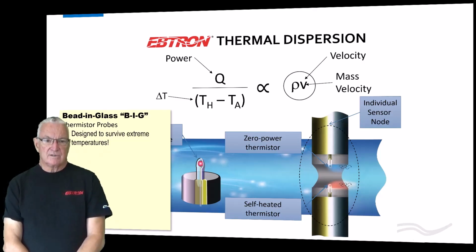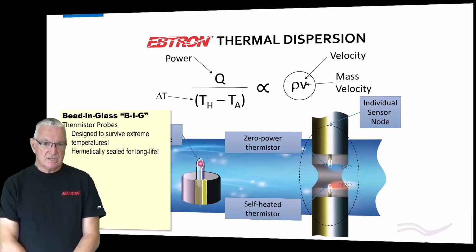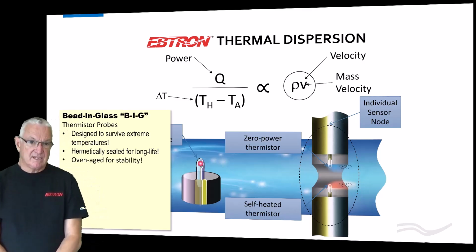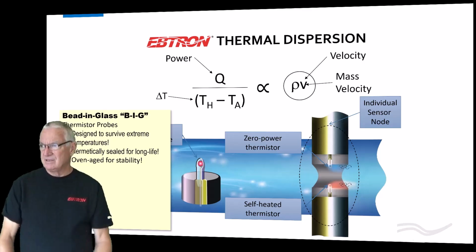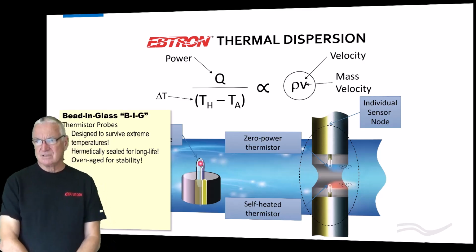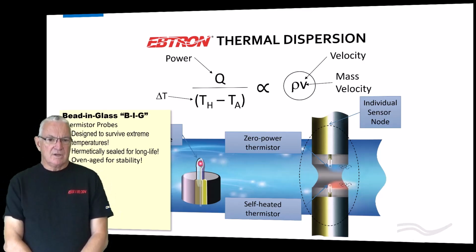They're designed, first of all, they're a handmade part. They're designed to survive extreme temperatures. They're hermetically sealed for long life. They can handle rapid changes in temperature on them. One of the big things with them is they're oven aged for stability. Your thermistors that you use in wall stacks and things like that, the only common ground between ours and theirs is the word thermistor. I mean, they're not the same thing. Chip thermistors are not instrumentation grade thermistors. Okay, so we oven age these things and that makes them extremely stable.